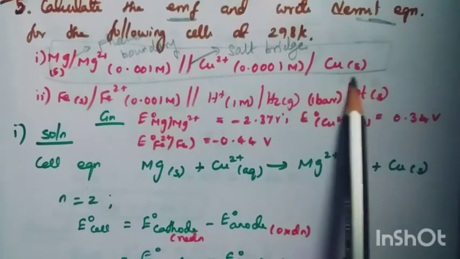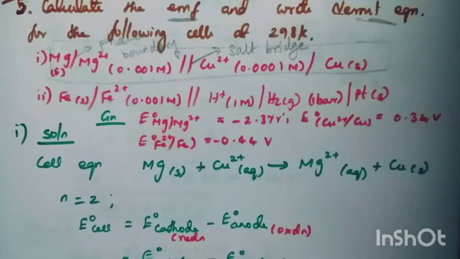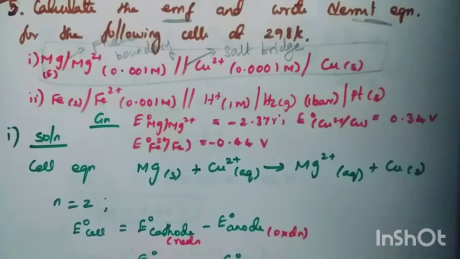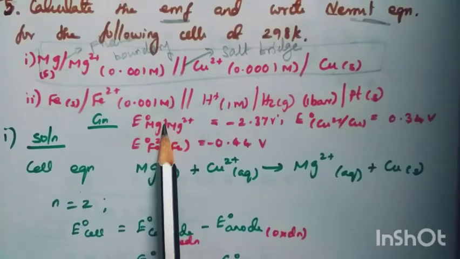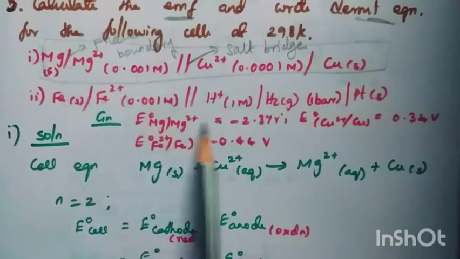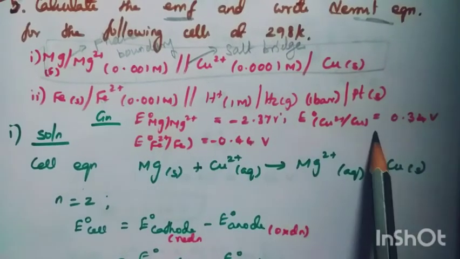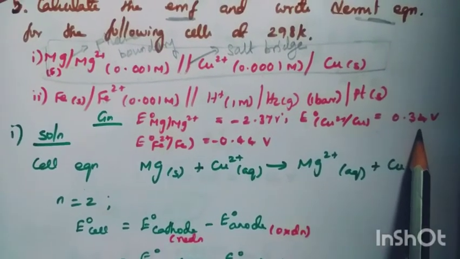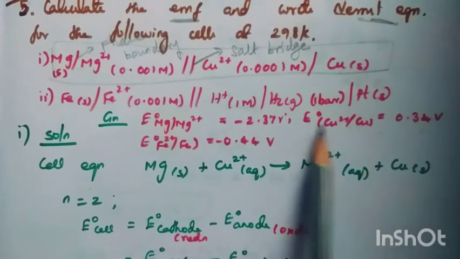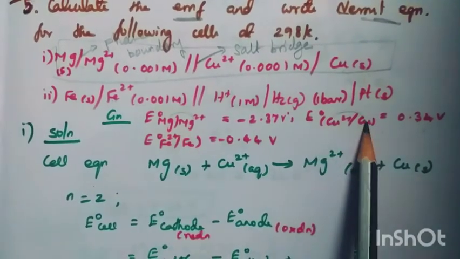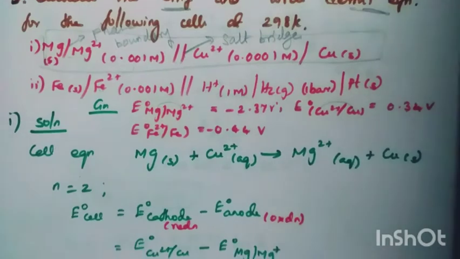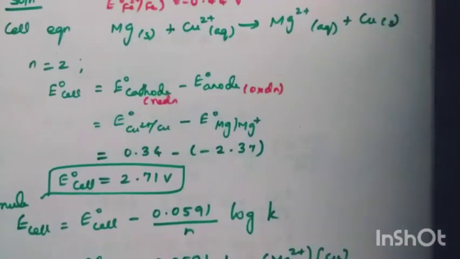Now this is our problem. From this we are going to find the EMF of the cell using the Nernst equation. One more given detail is E0 of Mg2+ and E0 of Cu2+/Cu. So the details are given. This is oxidation and this is reduction. Let's solve this problem.